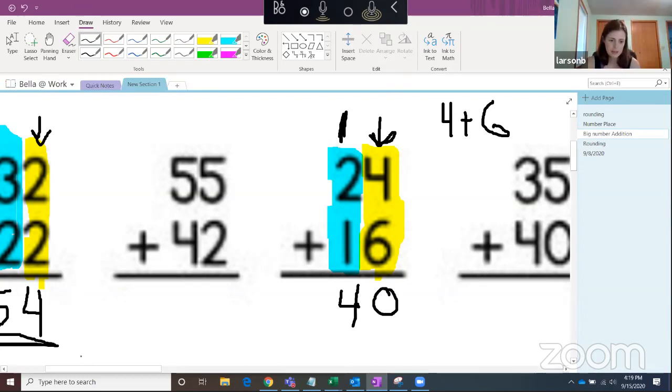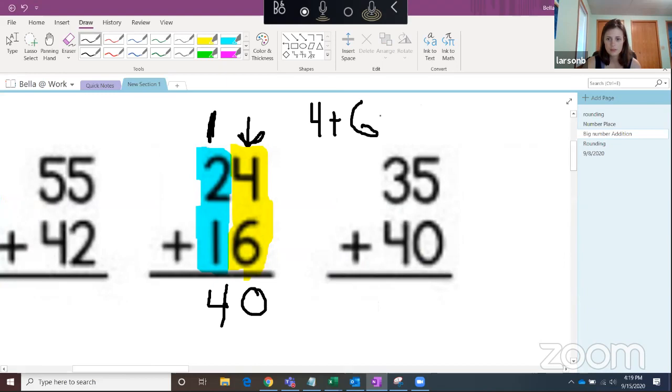So if we have 10 equals 10, which one of these is in the ones place? Earlier, we said that yellow was the ones place for 24. The 4 was in the ones place. And for 16, we said 6 was in the ones place. So what about 10? Which number do you think is going to be in the ones place?